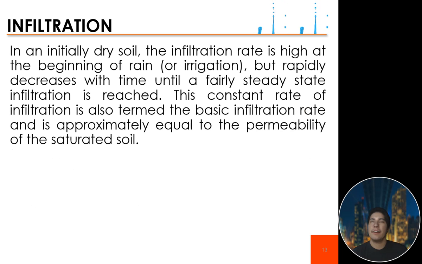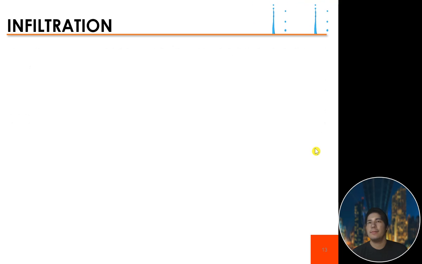So in an initially dry soil, the infiltration rate is high at the beginning of the rain or irrigation, but rapidly decreases with time until a fairly steady state infiltration is reached. So this constant rate of infiltration is also termed the basic infiltration rate and is approximately equal to the permeability of the saturated soil.